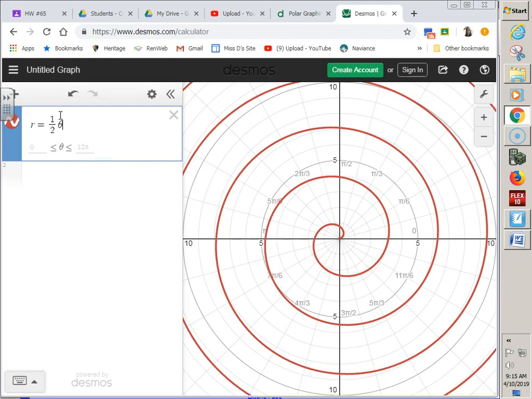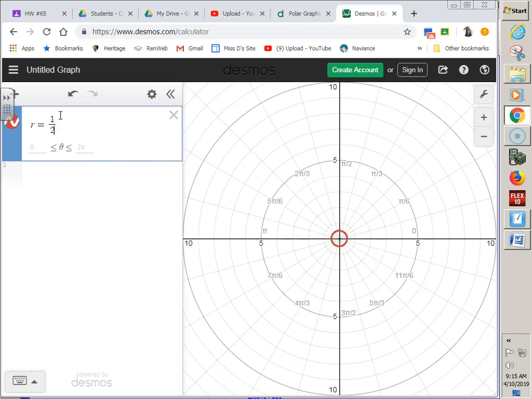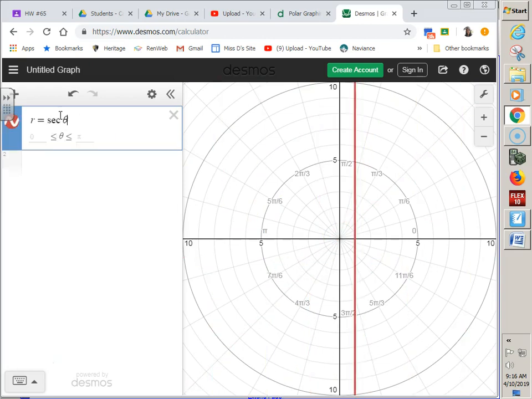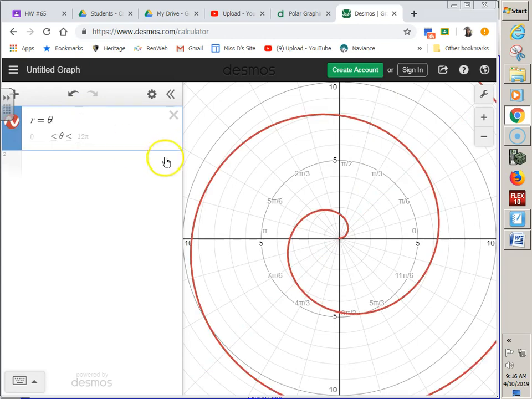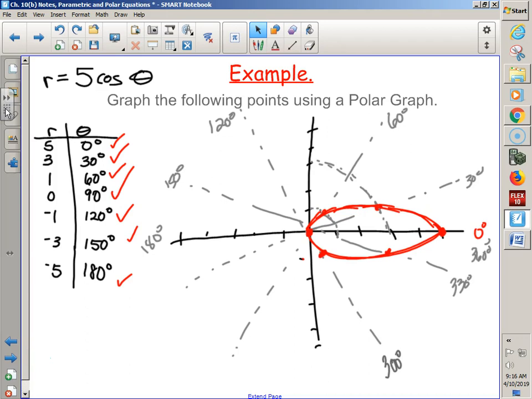That's kind of exciting. But do you see how a lot of these graphs, now I could do something really weird, if I remember how to do it. Let's see, is it secant of theta? Yeah. You can get straight lines, which are super weird and super awkward. However, most of what you're doing in polar is going to have some sort of rotation, some sort of spiraling. Kind of cool, huh?